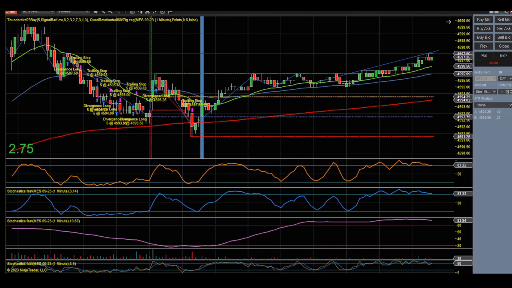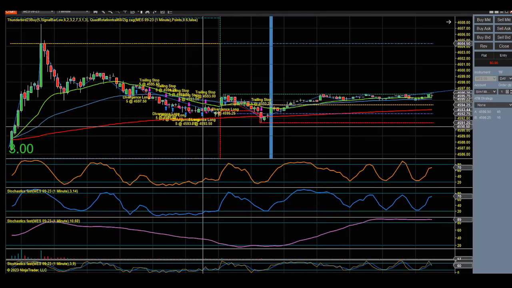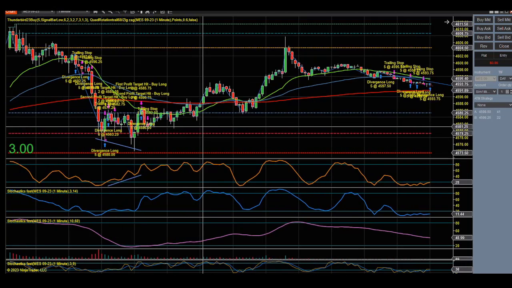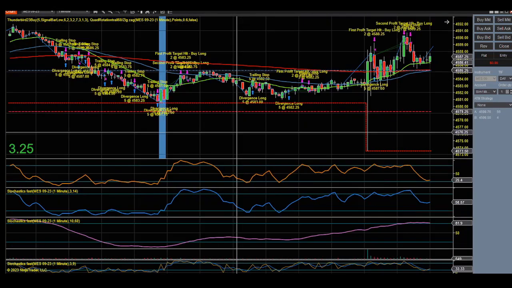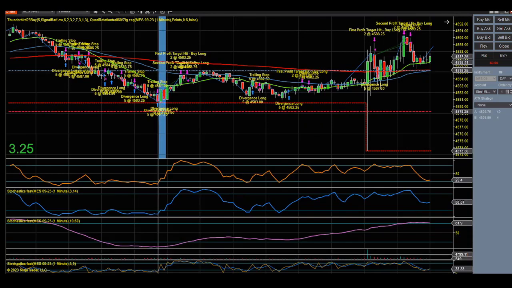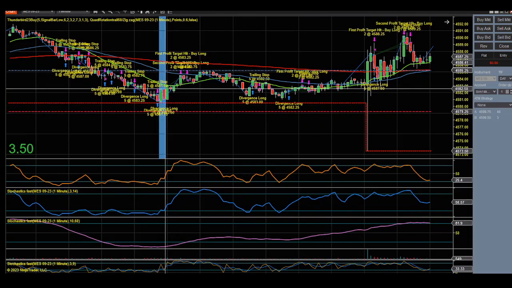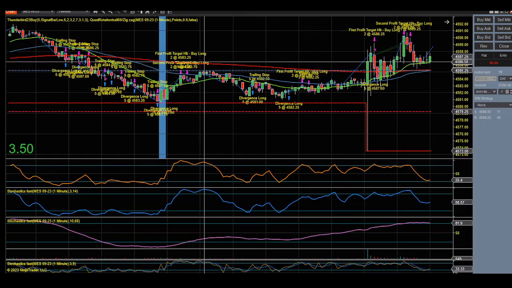So now we're trying to combine all these. We wait for a quad rotation to come out in a divergence, and that's usually a good sign. We can kind of go back here. That was a nice divergence there. There was a quad rotation right here, and a nice divergence. And you can see the much bigger move on this.